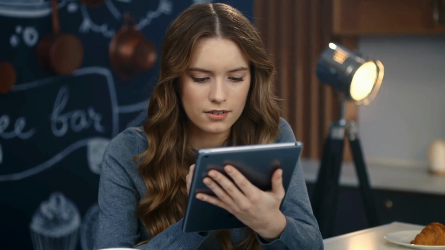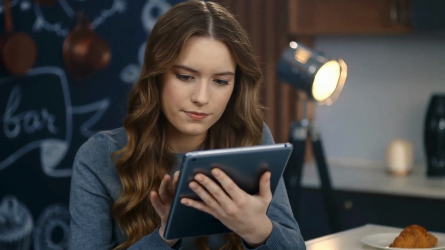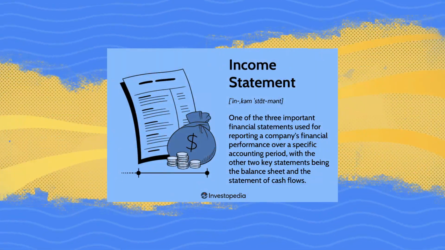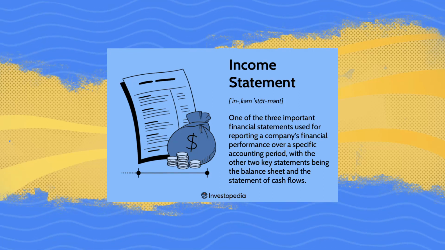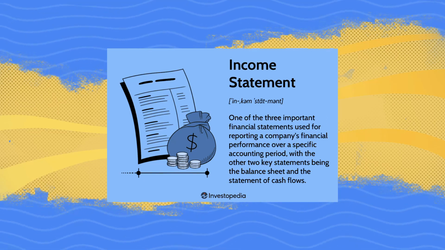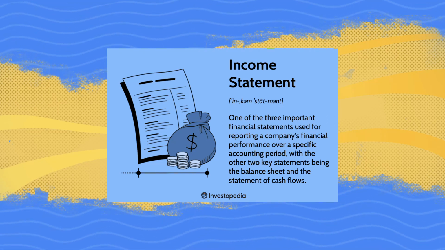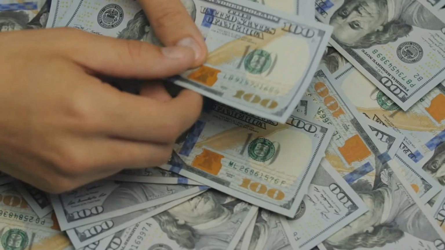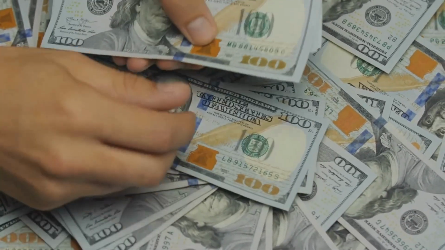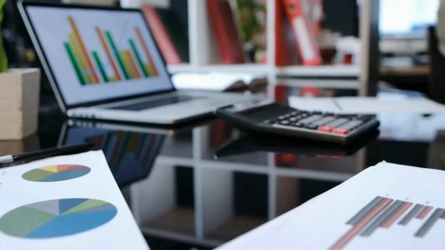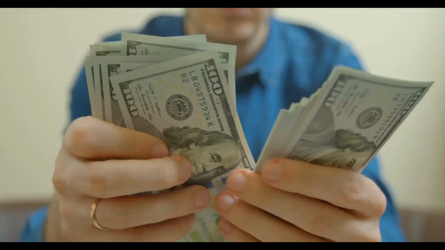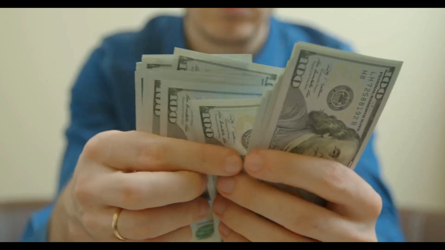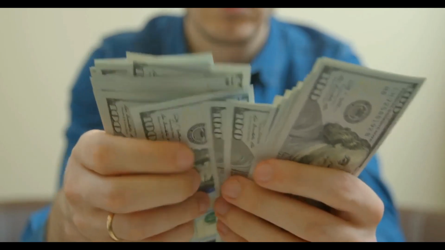Before we begin the explanation and analysis, let's first understand what an income statement is and why companies use it. An income statement is one of the three essential financial statements used to report a company's financial performance over a specific period. The other two key statements are the balance sheet and the statement of cash flows. The income statement breaks down a company's revenue, which is income from selling products and services, and its expenses, which are costs of production, employee wages, rent, etc. Ultimately, it shows the company's profit, which is the difference between sales and all associated expenses.